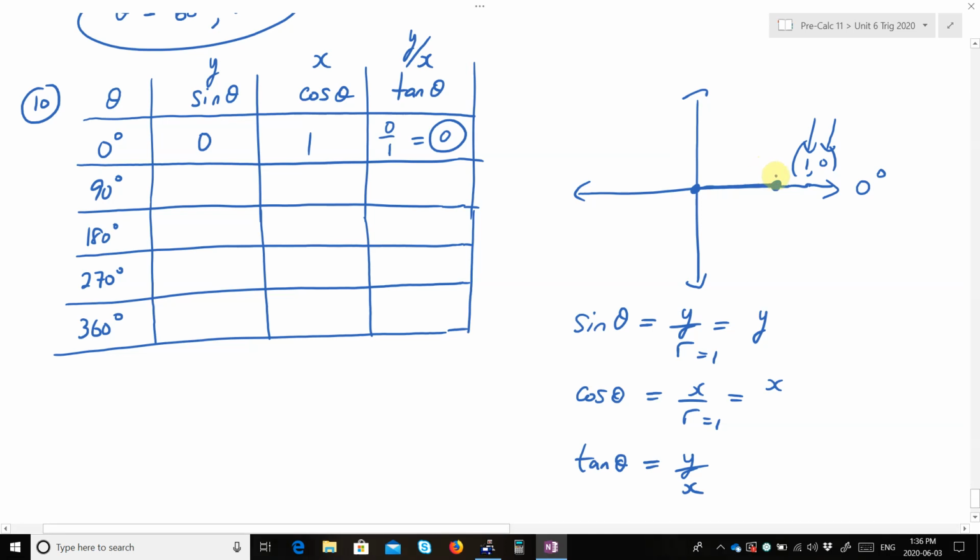All right, and then we sort of go in a circle up like this and put the line like that, and that makes 90 degrees, right? And the point is now 0 in the x direction, 1 for y, because the radius of the circle is 1. And so sine of 90 degrees is the y-coordinate, which is 1, cos is the x-coordinate, which is 0, and tan is y over x, 1 over 0, which is undefined.